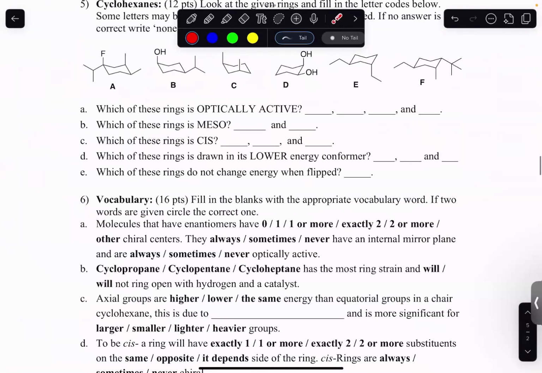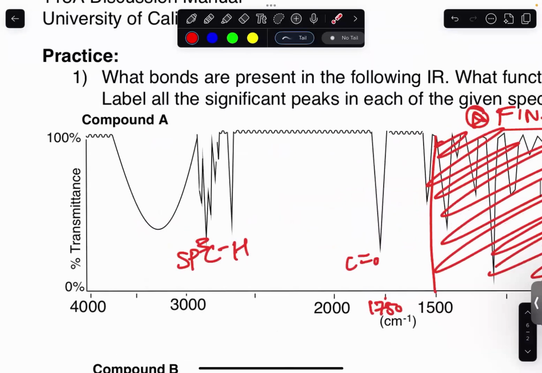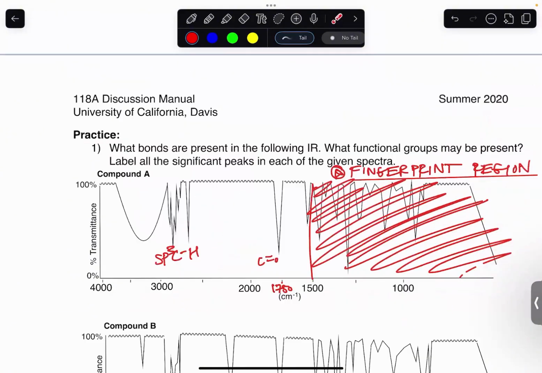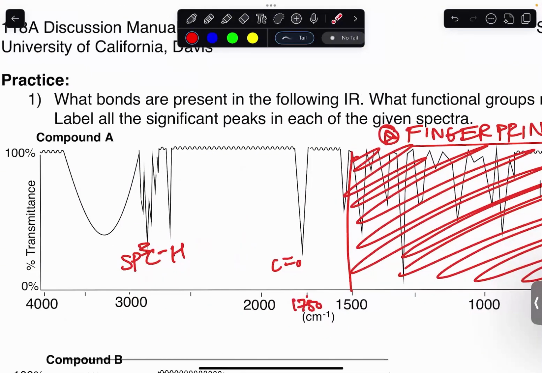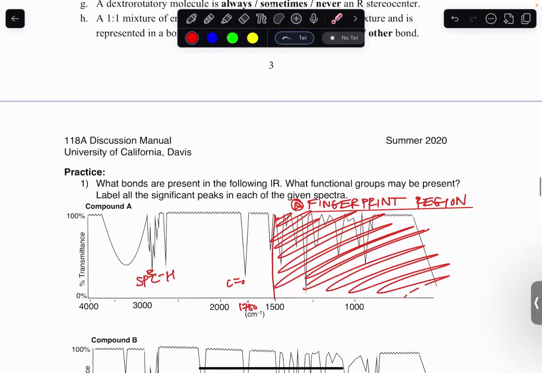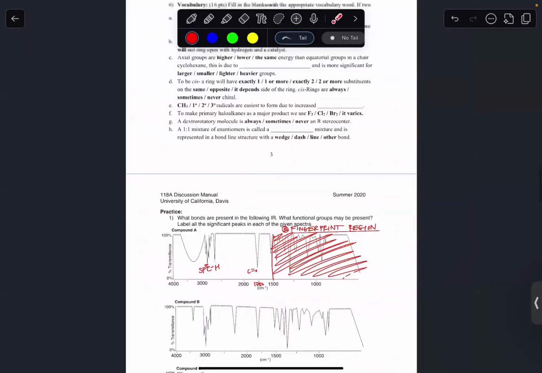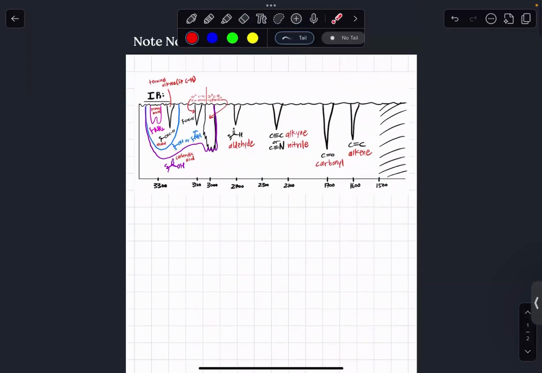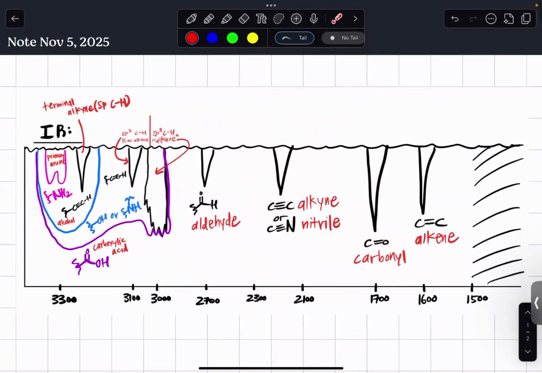Let's go. And now, how about this one? What do you guys think this peak here is? This big broad peak, a little bit to the left of 3000. What was that? Was it the primary?